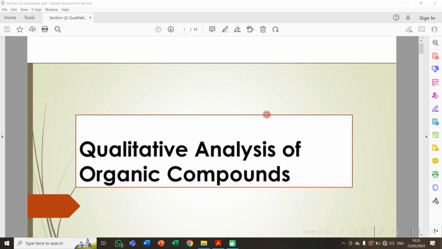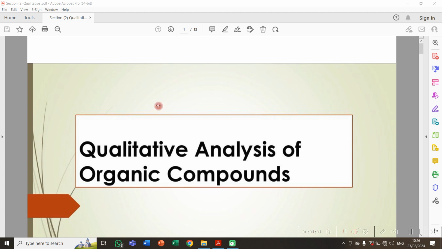Any organic compound contains two main atoms, carbon and hydrogen, and there may be other accessory atoms that can exist, like nitrogen, sulfur, or a halogen like chlor, brom, iode. Our target in this section is to identify the carbon and hydrogen atoms that exist in all organic compounds. Then we will identify the presence or the absence of the other accessory atoms like nitrogen, sulfur, and halogen.